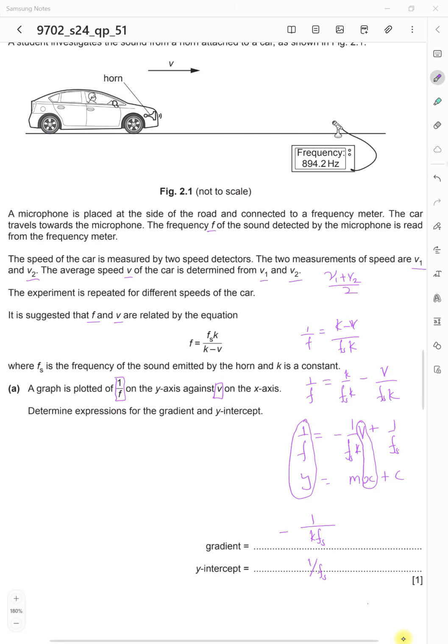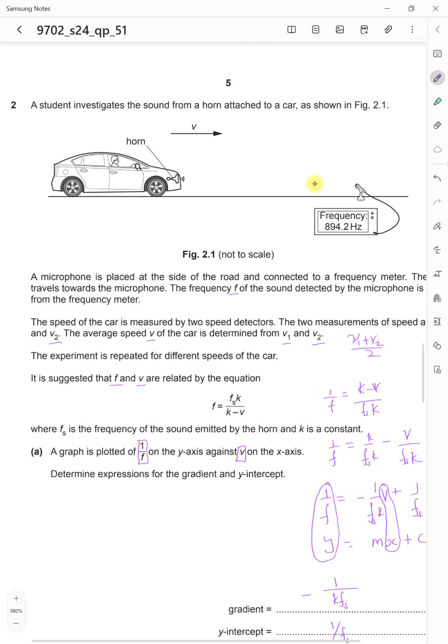This is supposed to be part 2 of the question paper 5.1. I always don't like breaking this into two, but I had to change the font of the paper so that the graph can fit on the same page. So this was question 2, which is called analysis.